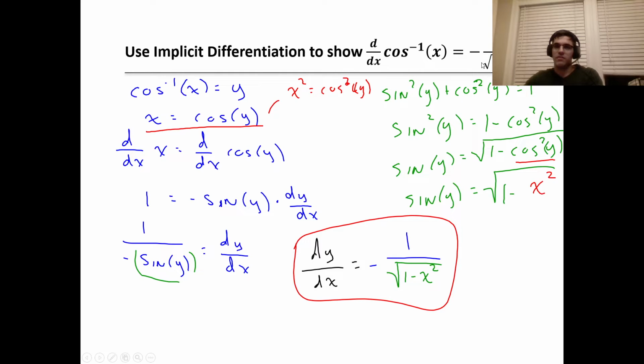The fact that the derivative of cosine inverse is negative should make sense, because the derivative of cosine is negative sine. So it should be no surprise that this is also negative. Otherwise, it's the same as the derivative of sine inverse. And again, it's an analogous procedure for solving.